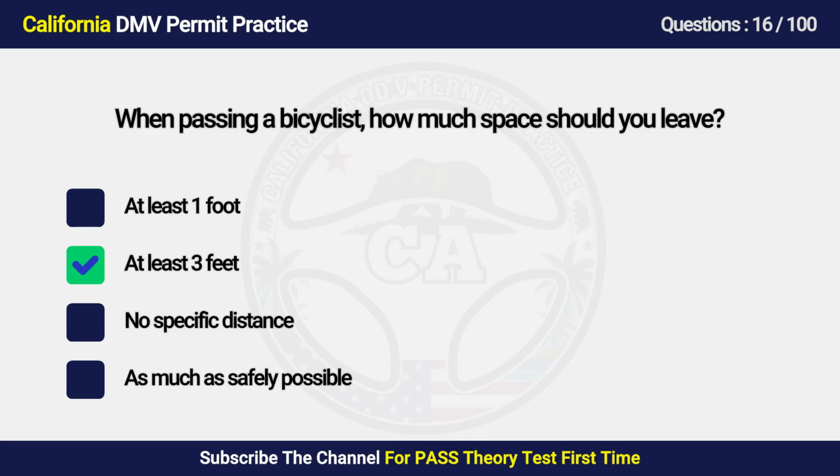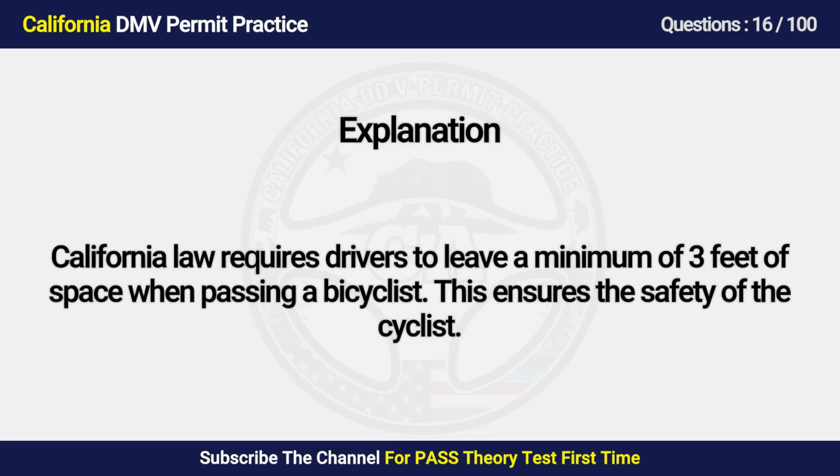Answer is B. At least 3 feet. California law requires drivers to leave a minimum of 3 feet of space when passing a bicyclist. This ensures the safety of the cyclist.